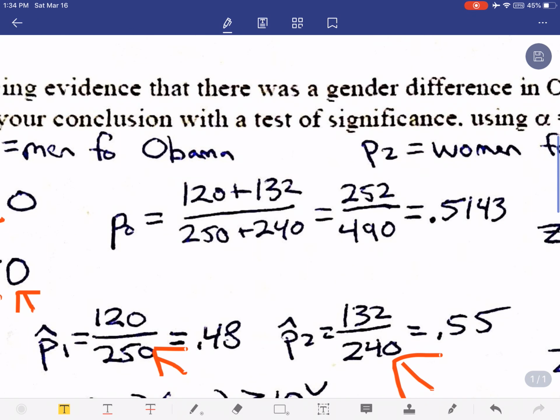So let's look over here. Our number of people that supported Obama for the men was 120. The number of people that supported Obama for the women was 132. So we add those together to combine them. Same thing with the sample size. We combine those. That gives us 252 out of 490, which gives us a proportion of 0.5143.